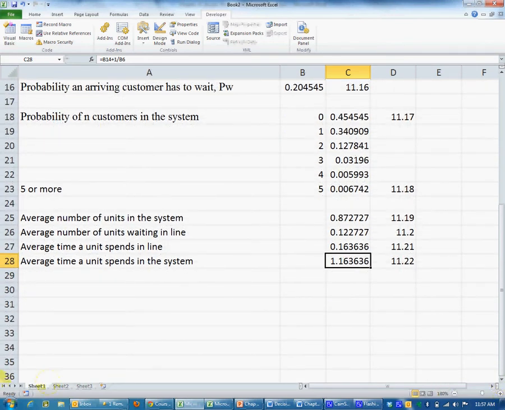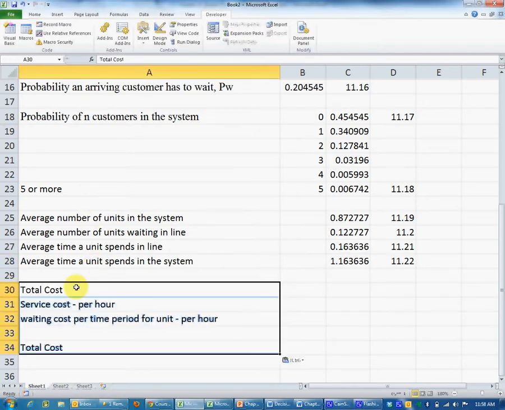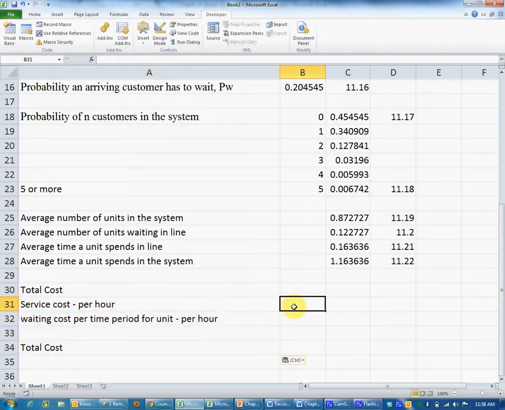Okay, then the last thing we're going to do is calculate total cost, because it actually asks us in the problem in the book, and the Burger Dome doesn't get into this too much, but you'll need to know this for your homework. They'll give you total cost, so the service cost per hour they give us is 7. So $7 an hour, minimum wage when this was written. Waiting cost per time period for a unit per hour. Okay, so that's the cost of waiting that they figured out.